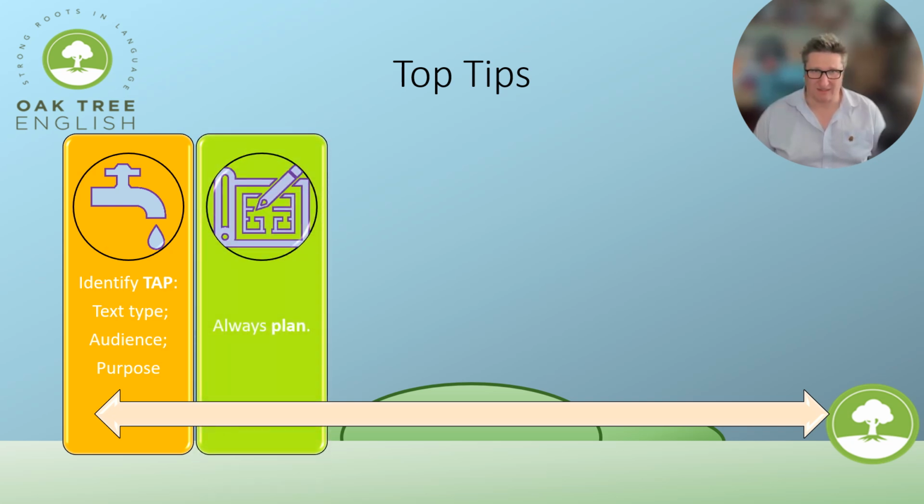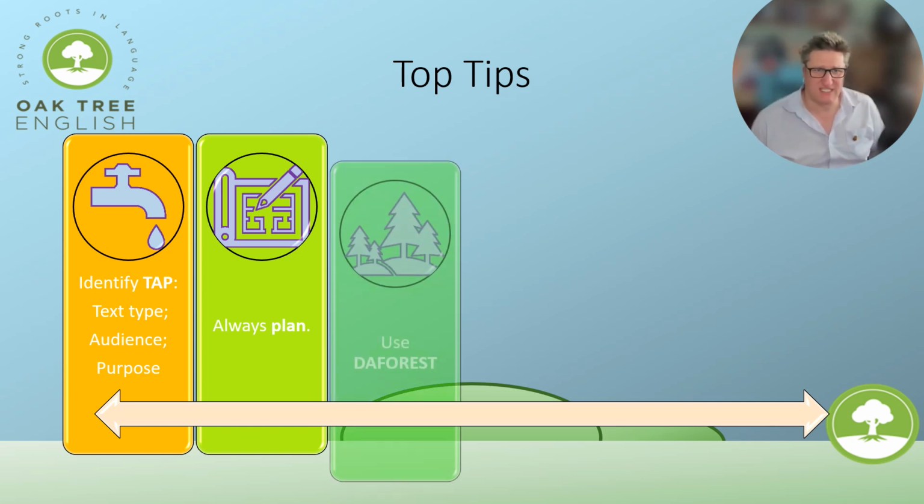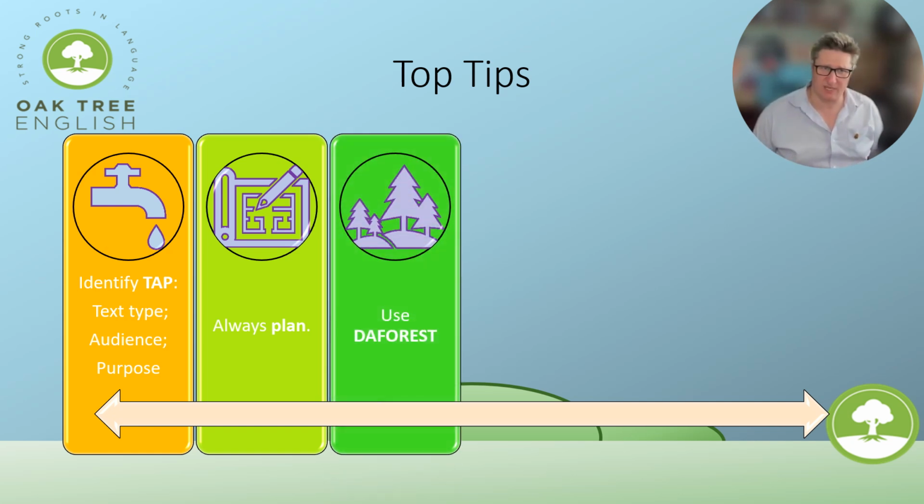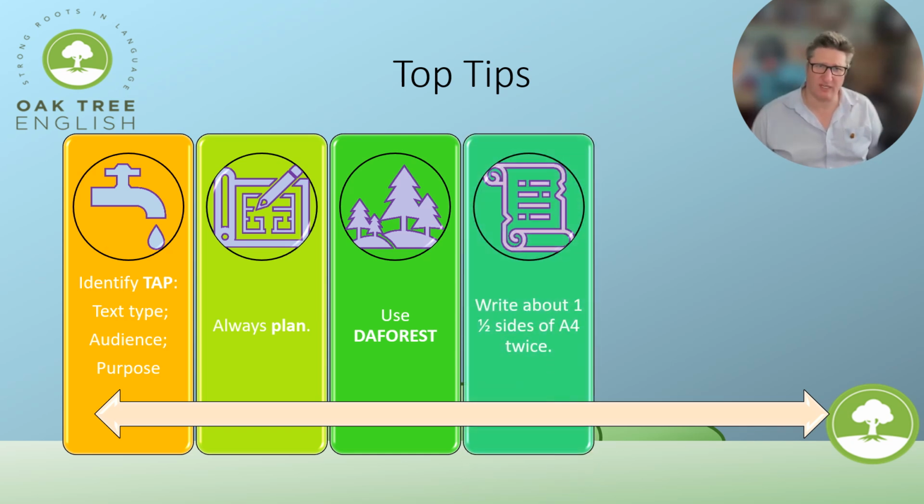Always plan. It'll save you time in the long run and will produce a better end result. Use DeForest devices. A good way to remember to do this is to write DeForest down the side of your question paper and tick them off as you use them. Write about 1.5 sides of A4 for each of the tasks. Feel free to space it out. You're not charged for using extra paper.